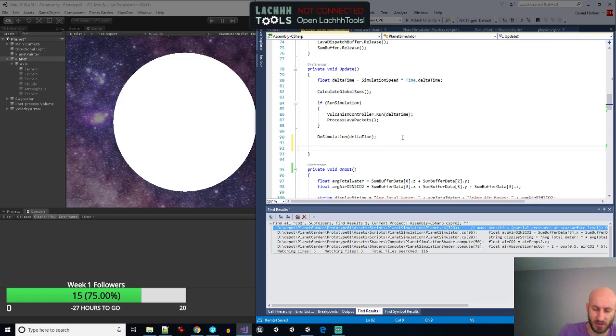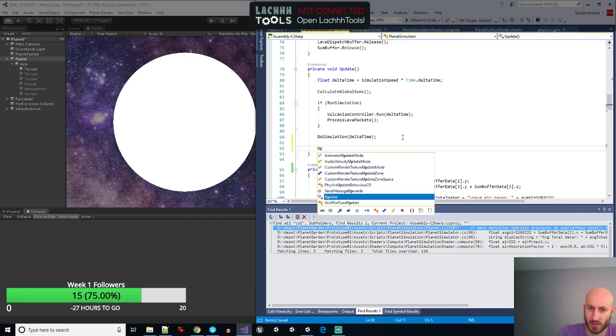Make a new function. It's always nice to divide stuff into little bite-sized chunks of work, so you don't just have this massive blob of text and you don't know what the hell is going on. So I'm going to call it update visualizations.